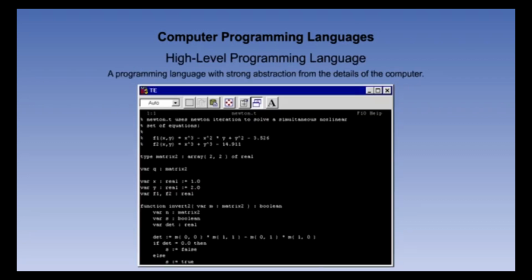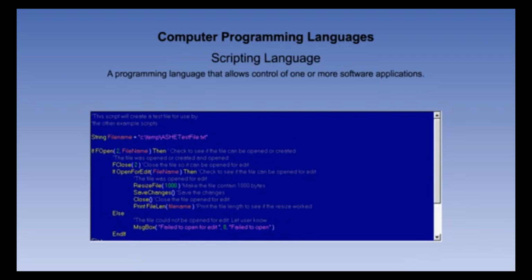A high-level programming language is a programming language with strong abstraction from the details of the computer. Many normal words are used during programming. In comparison to assembly language, it is easier for the programmer to use and is more portable across different types of computer. A scripting language is a programming language that allows control of one or more software applications. Scripts are distinct from the core code of the application as they are usually written in a different language and are often created or at least modified by the end user.